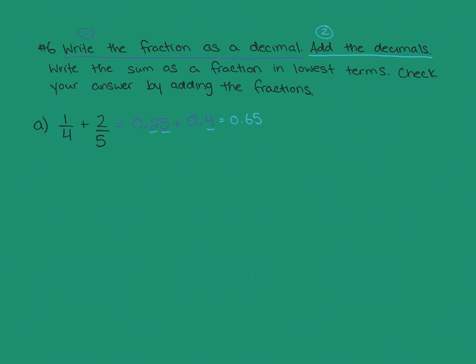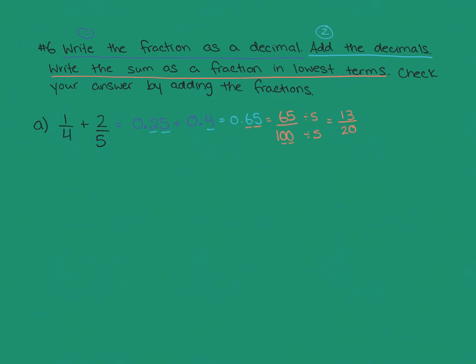My third step is to write the sum as a fraction in lowest terms. So I'm going to start with this just as a decimal fraction. So I have 2 places, it goes to the hundredth, so my denominator needs 2 zeros to be 100, and then I need to divide. Well, I could divide both of these by 5, and 65 divided by 5 is 13, and 100 divided by 5 is 20. I can't bring this any lower because 13 is a prime number.